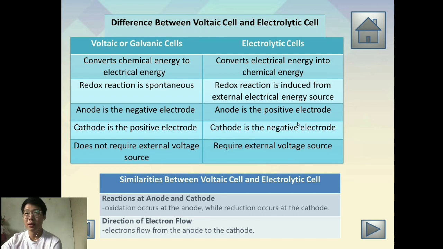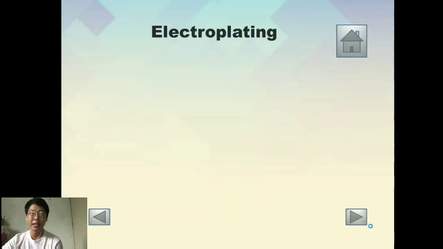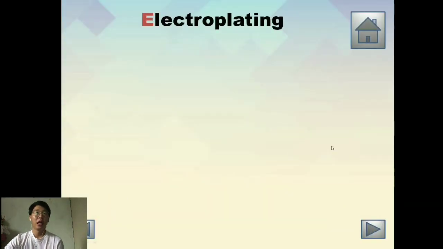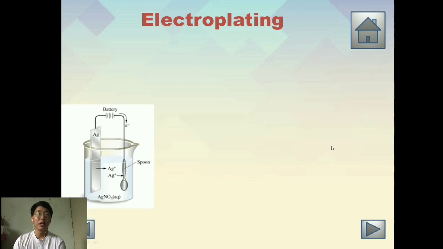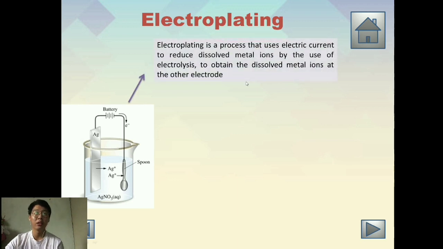And next, we want to discuss electroplating. Here is the diagram for the electroplating of a silver spoon. First, electroplating is a process that uses an electric current to reduce dissolved metal ions by using electrolysis to obtain the metal deposit at another electrode.